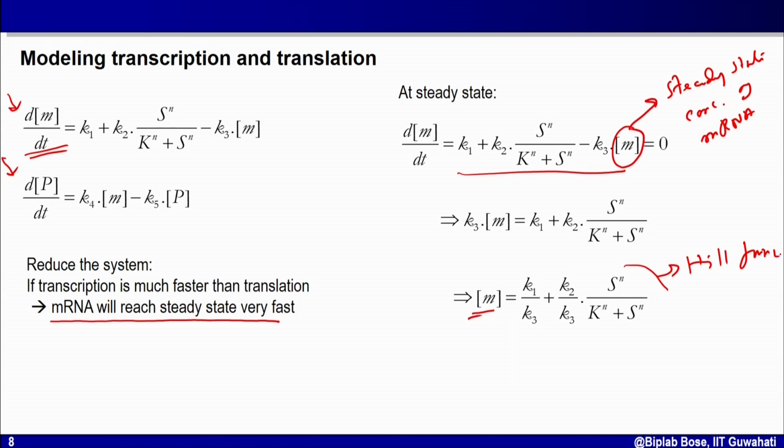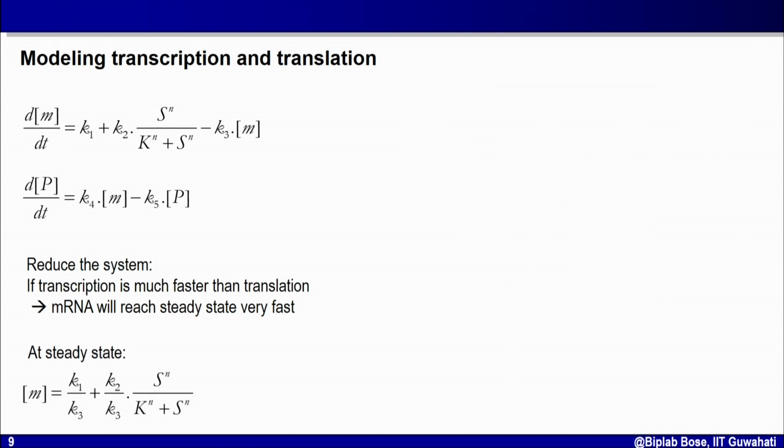So now I can rewrite the whole thing because I have reduced one ODE. I do not require an ODE for the mRNA because I have considered that it has reached a steady state. I am left with only the ODE of the protein. So dP/dt, and I will replace this value of M with the steady state value of M. That's what I have calculated just now using this relation.